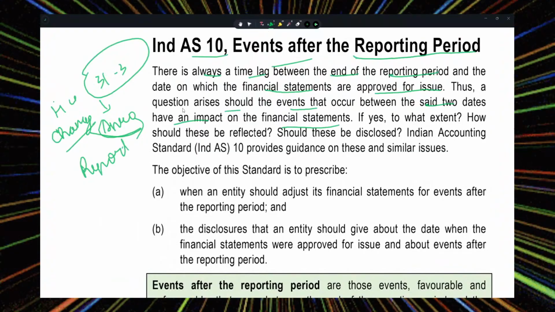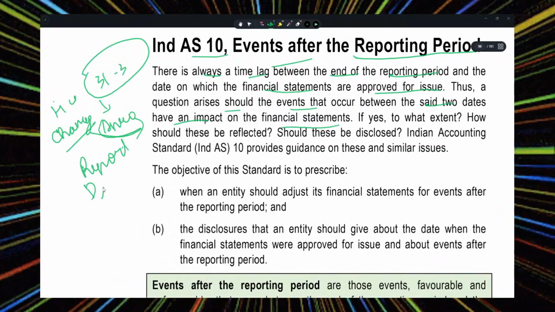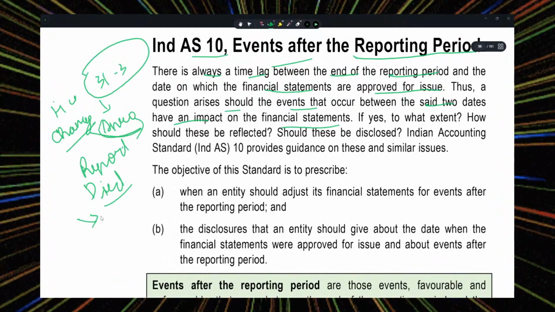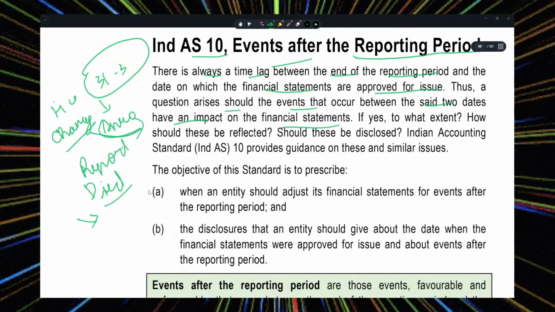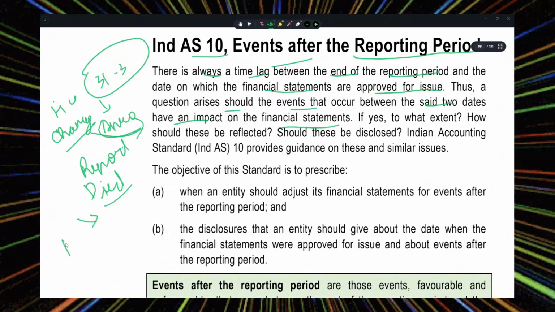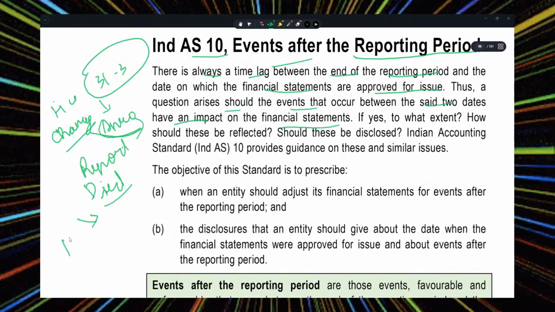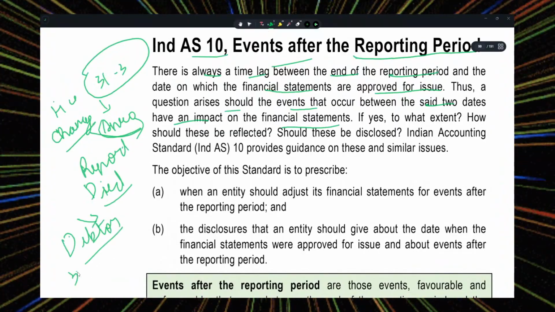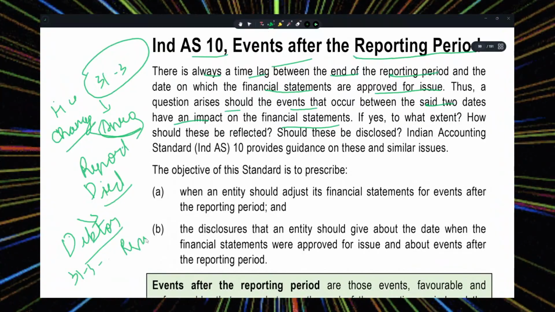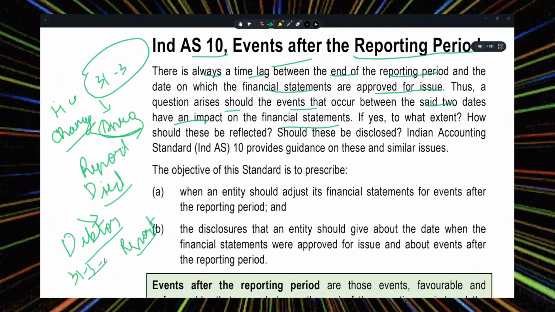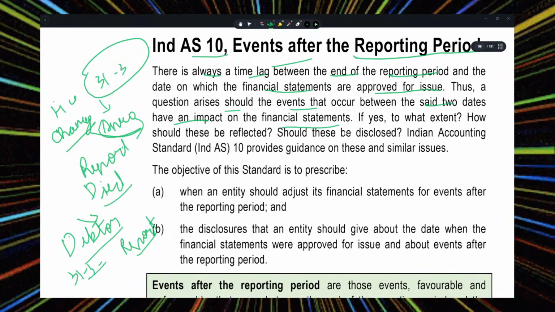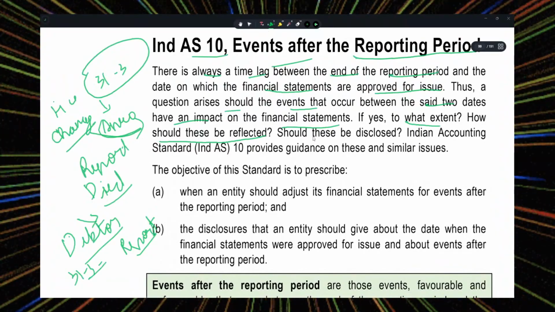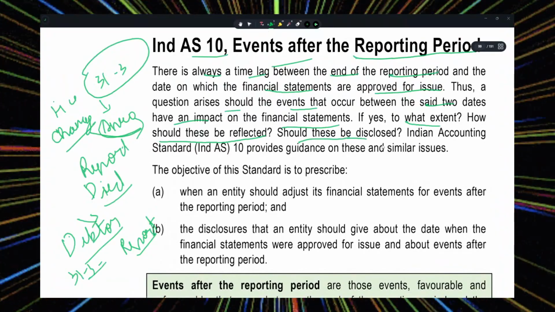Or sometimes the assessee may die after 31st March. Until then, he is there; after that, he has died. Do we need to report that? Or he has a huge debtor who became insolvent between 31st March and the reporting date. Do I need to report this? These are the various circumstances that may arise. If yes, to what extent do we need to report, how should these be reflected, and should they be disclosed? What should be disclosed and what should not be disclosed?